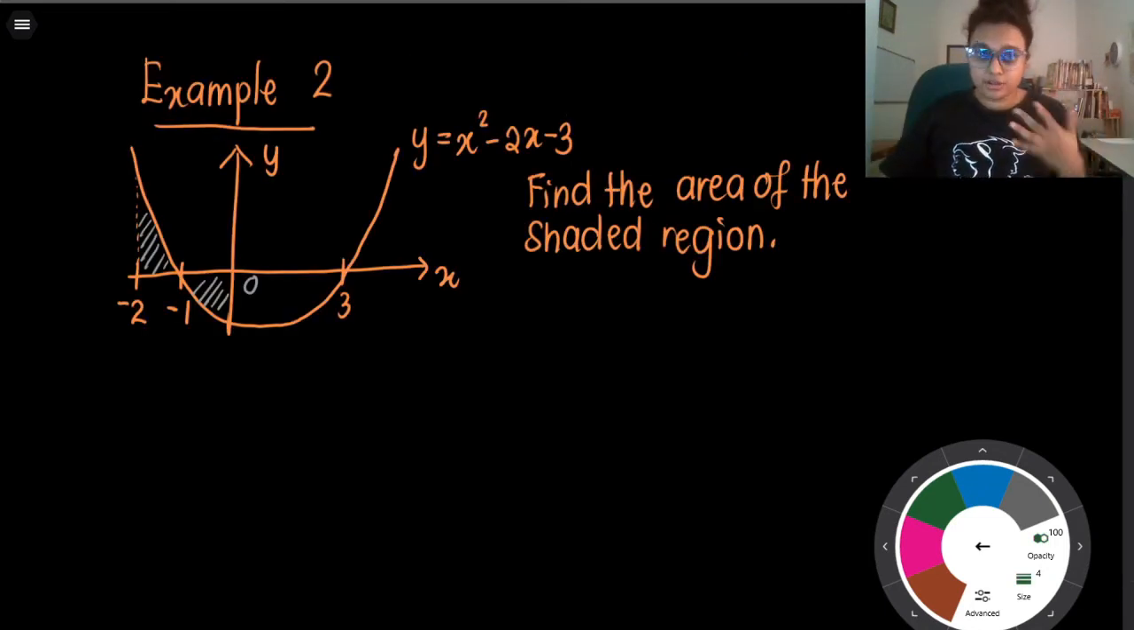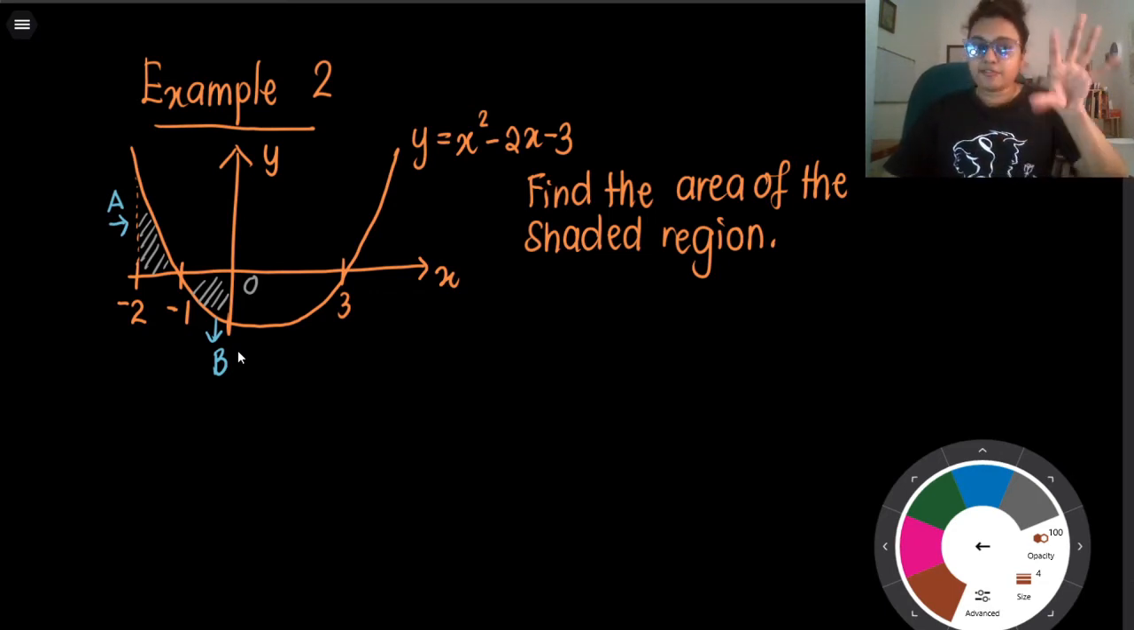Okay, now moving on to example 2. If you look at this graph and they ask you to find the area of the shaded region, you have two shaded regions here. This part teacher is going to call shaded region A, and here teacher is going to call shaded region B. Because you just need to be careful. Find the shaded region of A and then you plus with the shaded region of B.